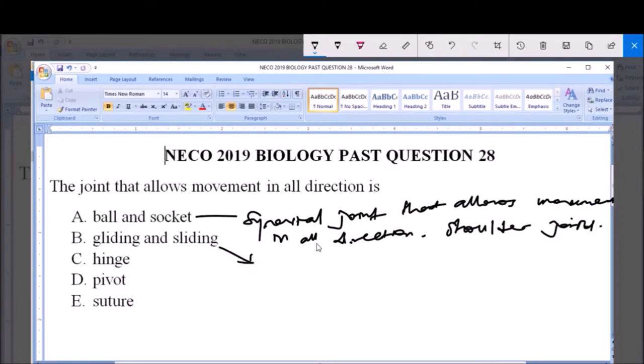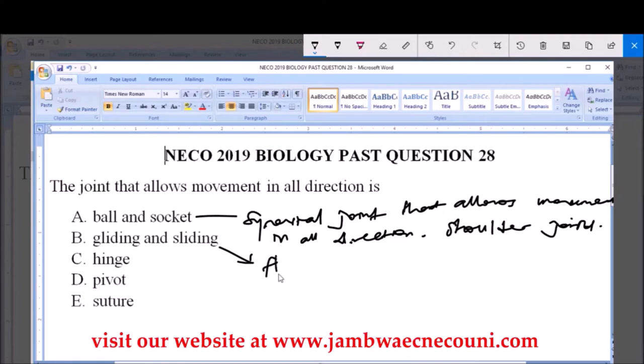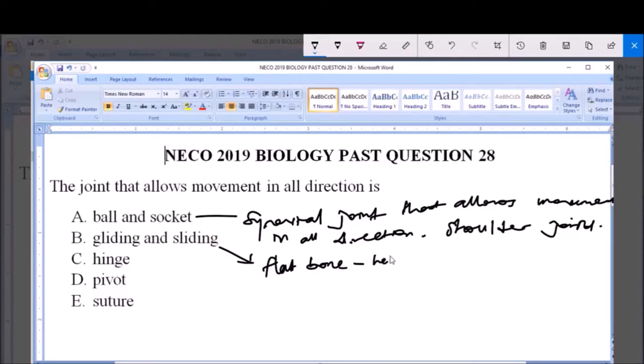Now option B says gliding and sliding joints. Gliding and sliding joints occur between surfaces of two flat bones that are held together by ligaments. An example is the wrist joint or the ankle joint.